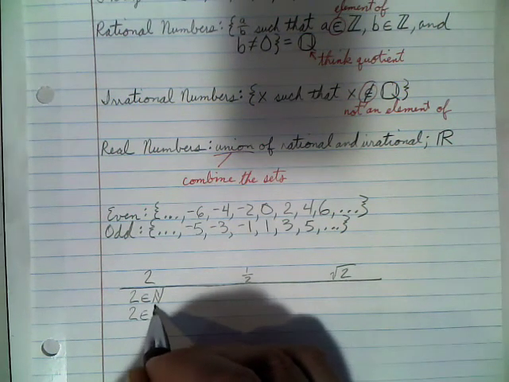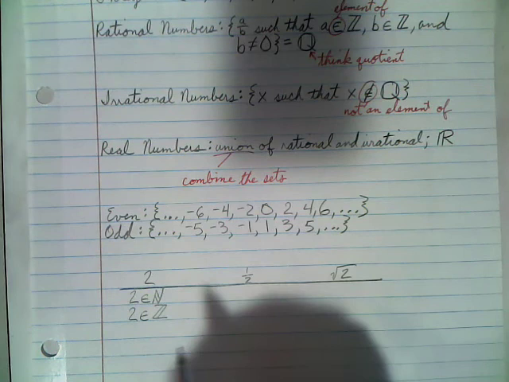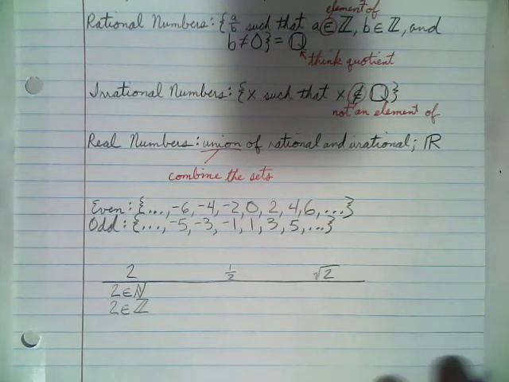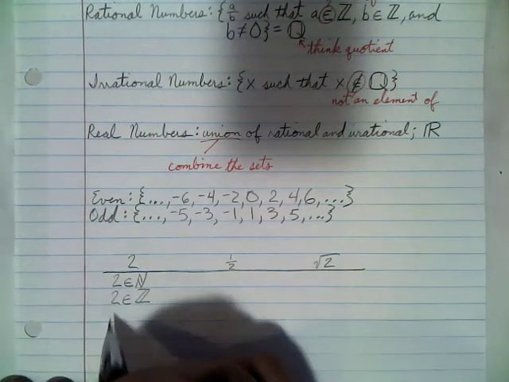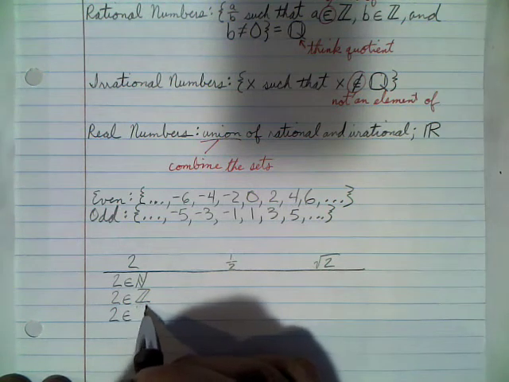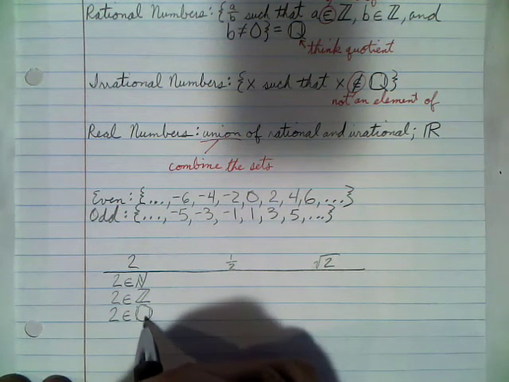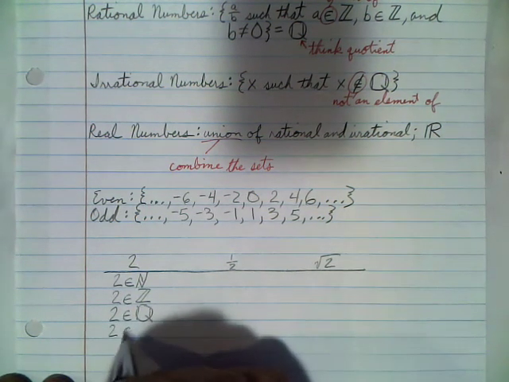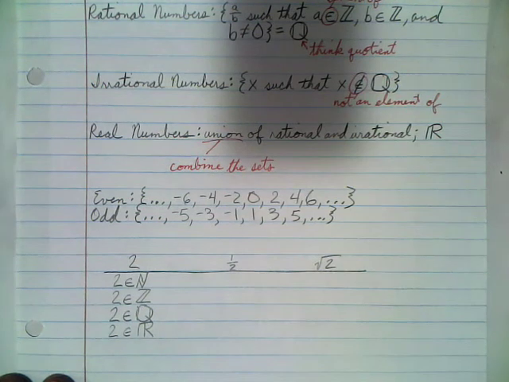2 is an integer. It is a natural number, the opposite of a natural number, or 0. 2 can be written as a fraction using integers. So therefore, it is a rational number. Specifically 2 over 1, 4 over 2, 6 over 3, negative 10 over negative 5. And then finally, because it is real, it actually exists in our world, we know that 2 is an element of the real numbers.